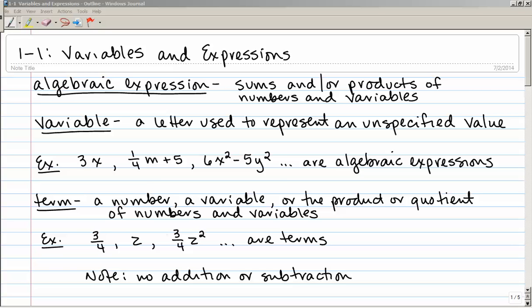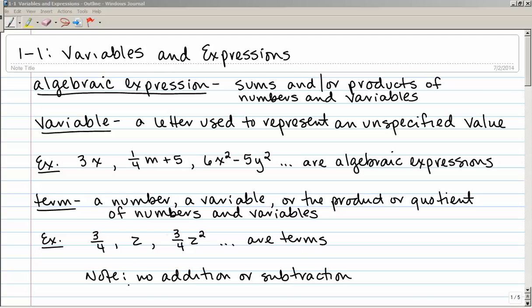A term is a number or a variable or the product or quotient of numbers and variables. And remember, quotient means division. So examples of a term would be 3/4, because that's a number, z, because that's a variable, and 3/4 z squared. And that would be the product of 3/4 and z squared. Those are all considered terms.